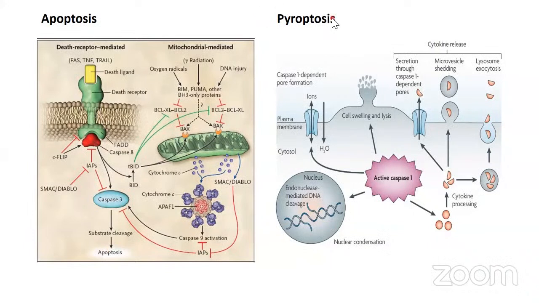Now, pyroptosis, as I've already told you, is an inflammatory death of the cell. Basically here, you have a process that leads to activation of caspase 1, and this causes cell lysis. It creates a hole in the cell, and the cell ends up dying.